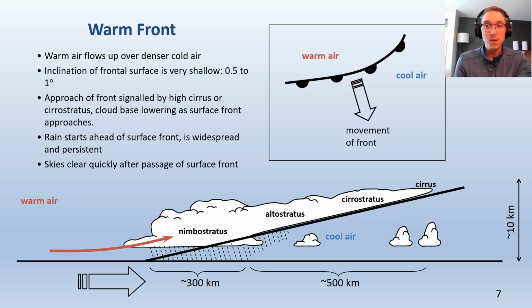The cloud base is going to start lowering as that front approaches. So you go from your cirrus clouds, your high altitude clouds, down to altostratus, down to nimbostratus, these full encompassing ones, the ones where you don't see the sun, right? Or any discernible difference between the clouds. They're a single consistent blanket, if we think of that stratus term again. Rain starts ahead of the surface front. It is widespread and it is persistent.